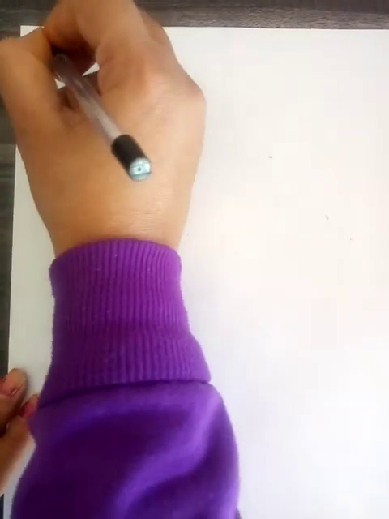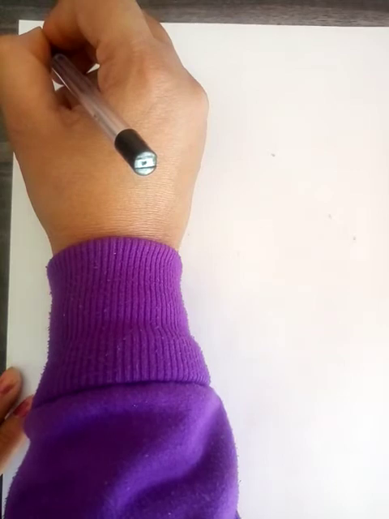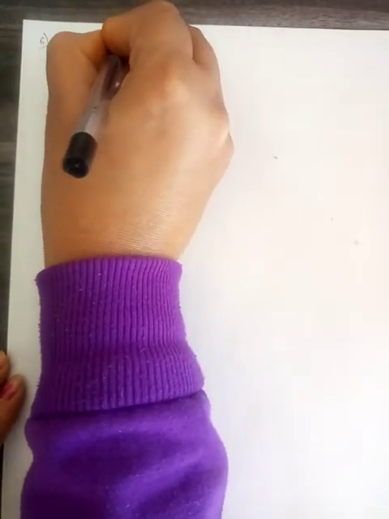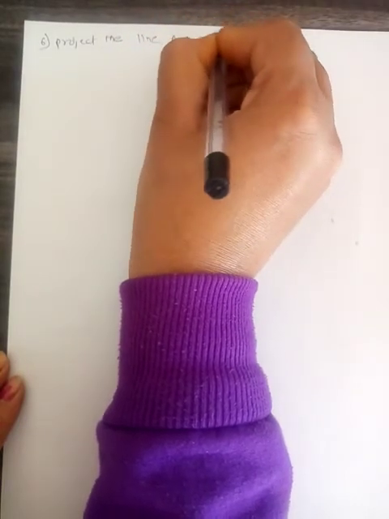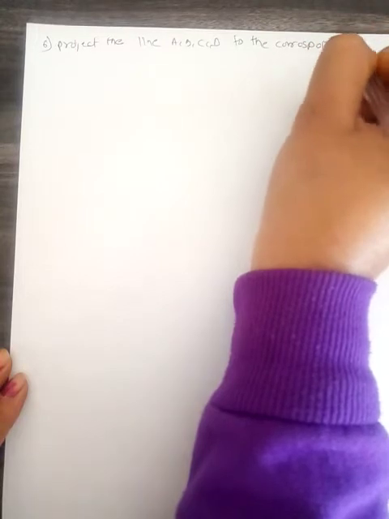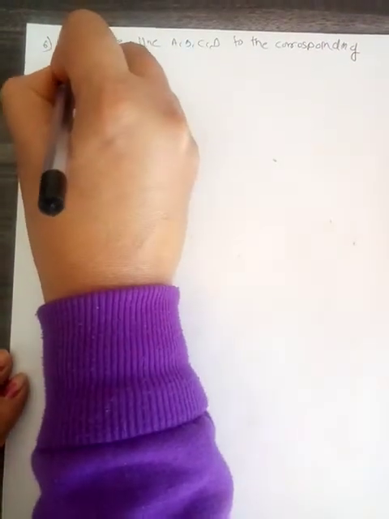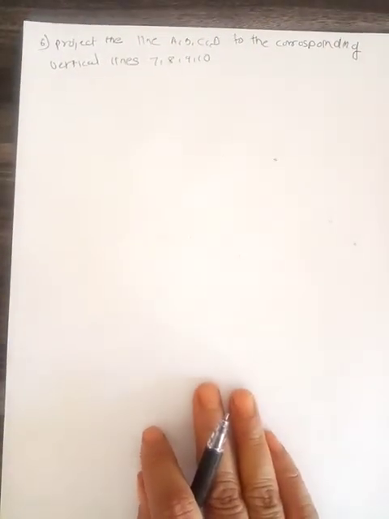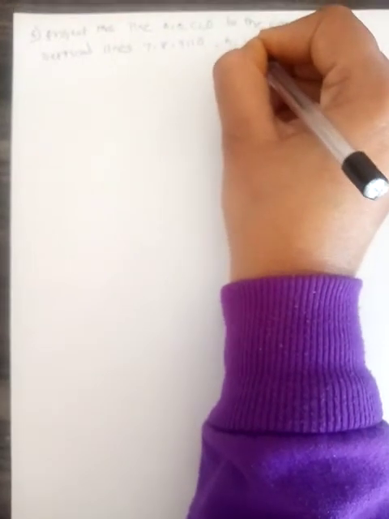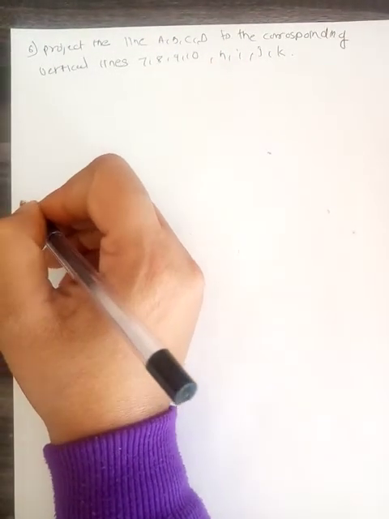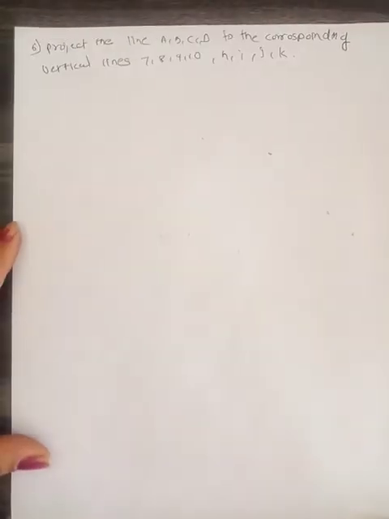The sixth step will be to project the points A, B, C, D to the corresponding vertical lines 7, 8, 9, 10, which gives the intersection points known as H, I, J, K. And then draw the curve through H, I, J, K, which gives the cycloid displacement. Draw the cycloid displacement.